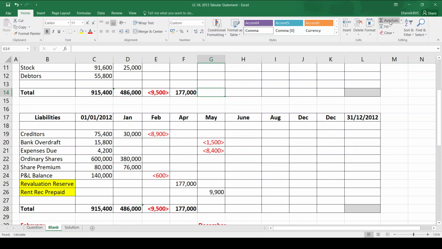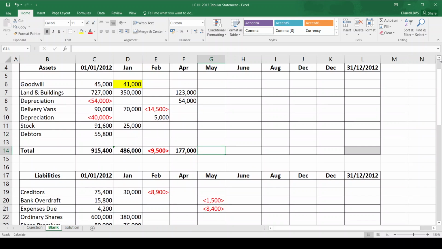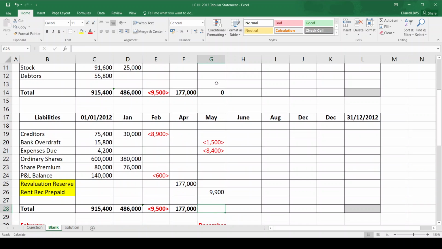So we're just putting in the figures here, and then we will tidy them up in December. We'll work out the due and prepaid element. So if I total my May assets, they come to 0. If I total my May liabilities, they should also come to 0. And that's why I have a second column in December to work out the due and prepaid element.